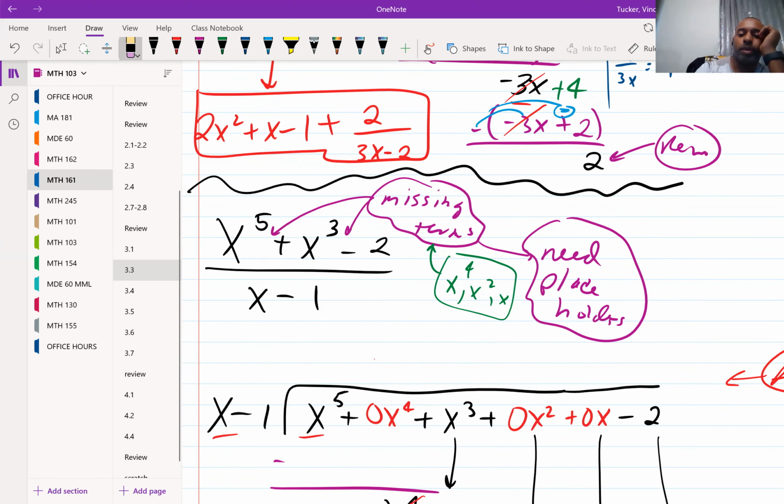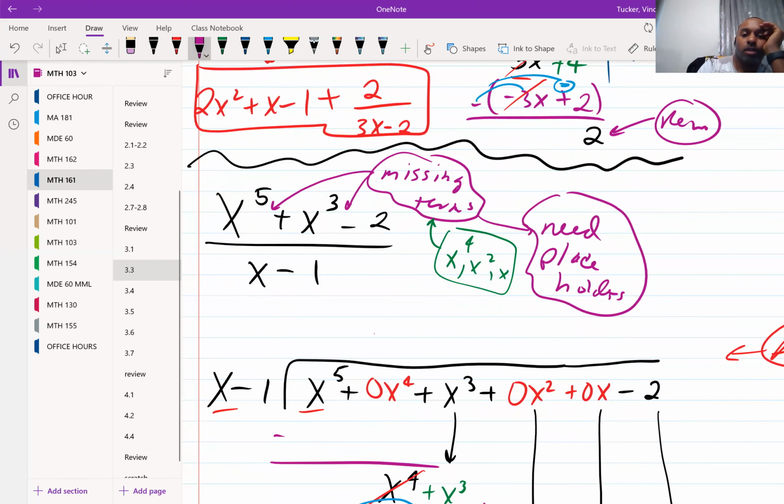All right, so notice what we did here. I used 0x to the 4th, 0x squared, and then 0x. 0 times anything is just 0, so we haven't changed the value of anything. That just, once again, holds the place so we can go through our progression the same way we would any other problem. Any problems?